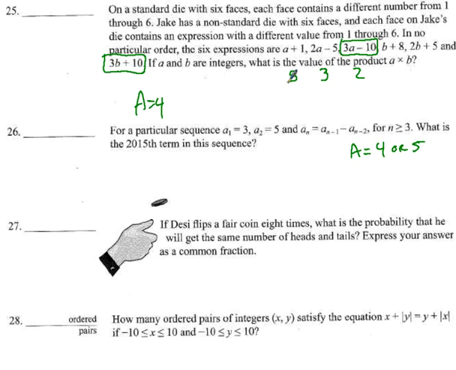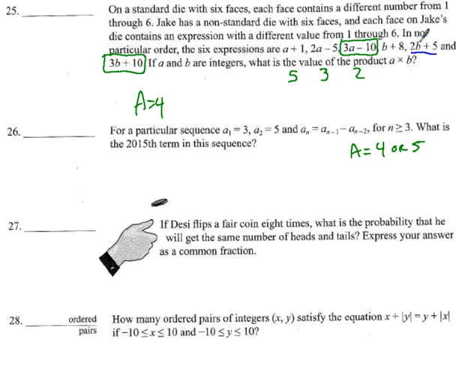Now let's take a look at B. So we have 3B plus 10, and we also have B plus 8. And that tells me right away that B has to be negative. But over here, if B is negative, we can't go above negative 2, because negative 3 times 2 is negative 6. Negative 6 plus 5 is a negative number. So I know that B has to be either negative 1 or negative 2.